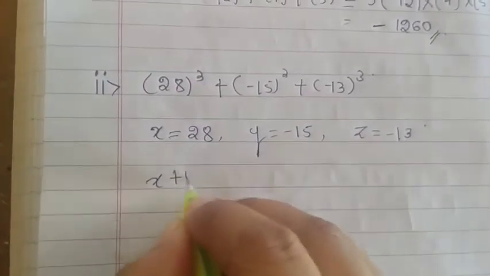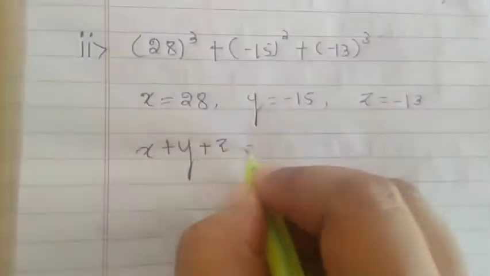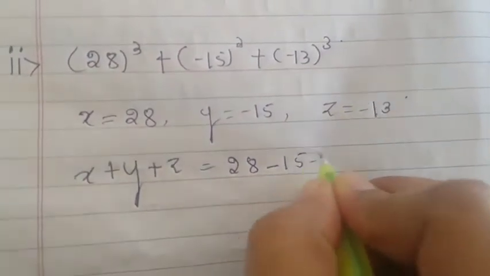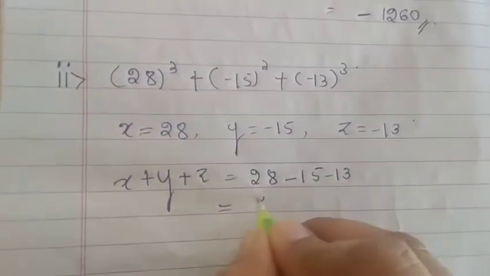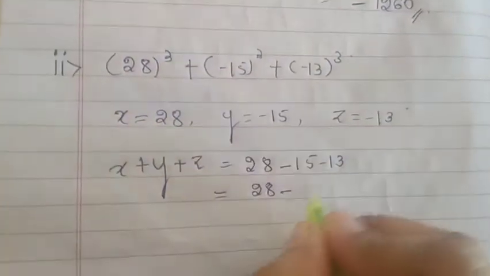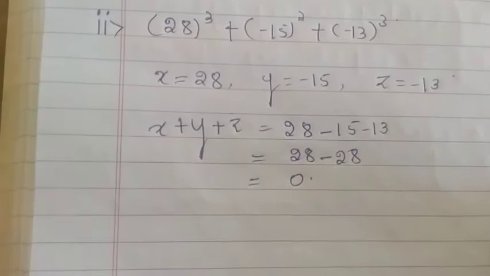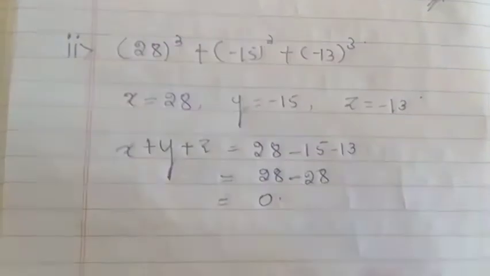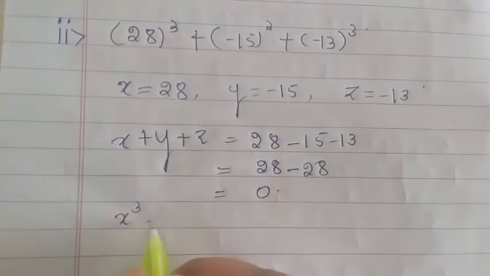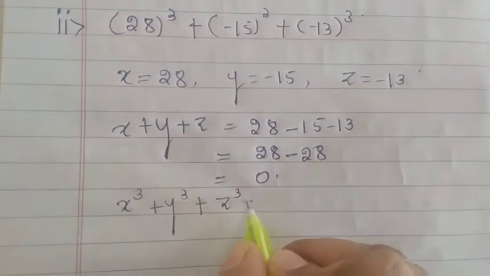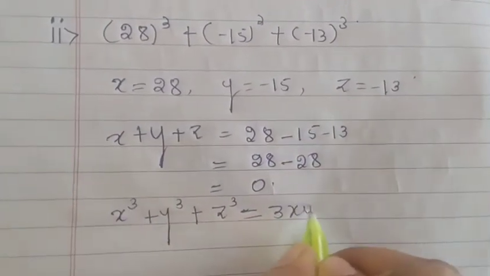So when you add this, in order to find x plus y plus z, what you are going to get? 28 minus 15 minus 13. So that will be equal to 28 minus 28. So that will be equal to 0. Okay. So you are getting 0 here. For that sake, you can easily substitute these values in this identity, that is x cube plus y cube plus z cube is equal to 3xyz.